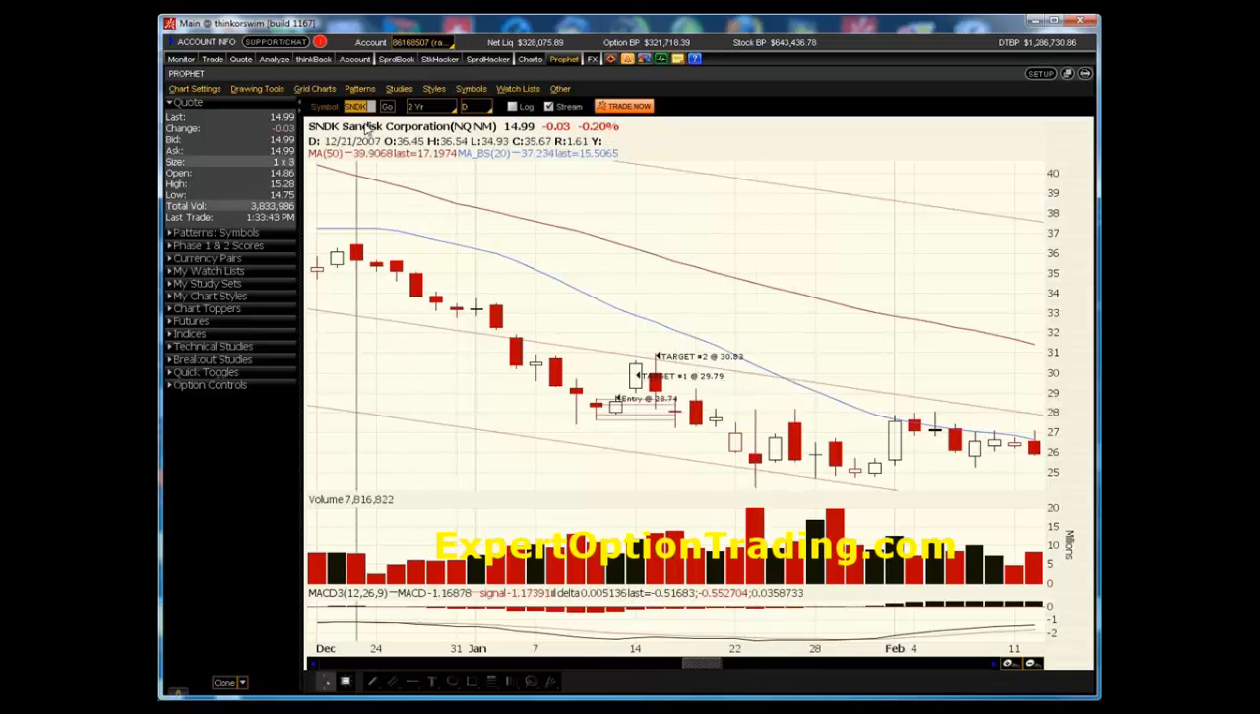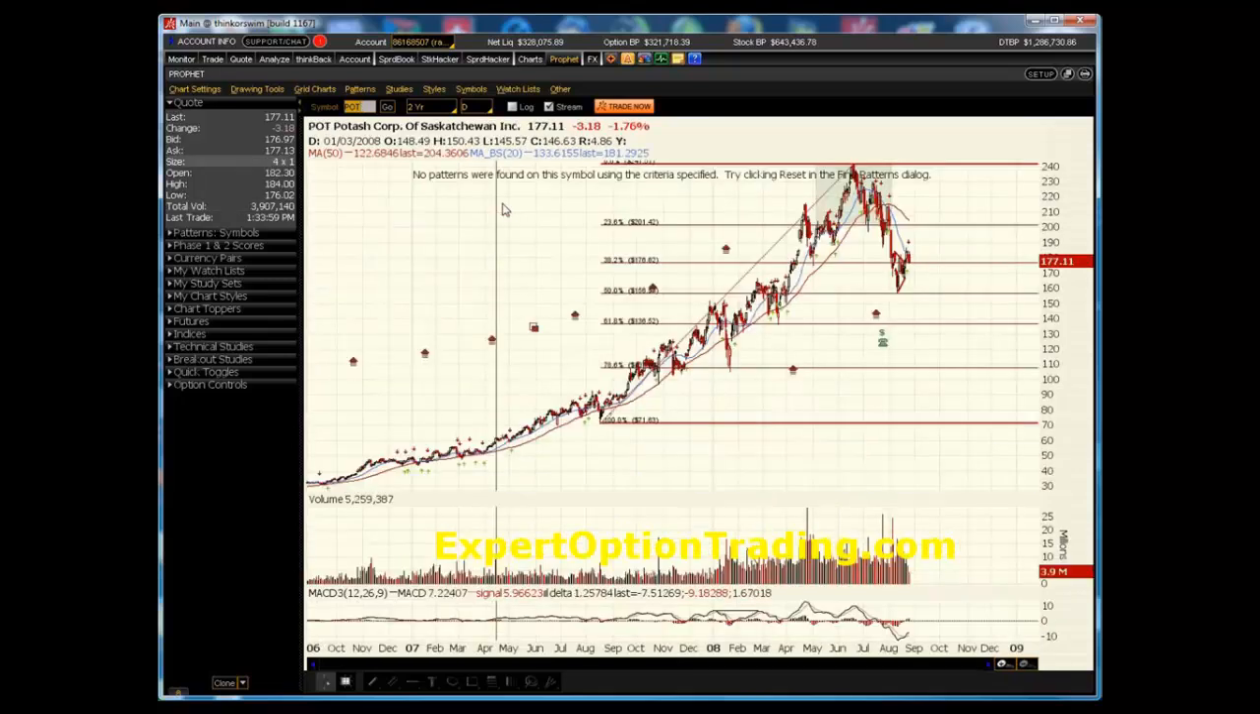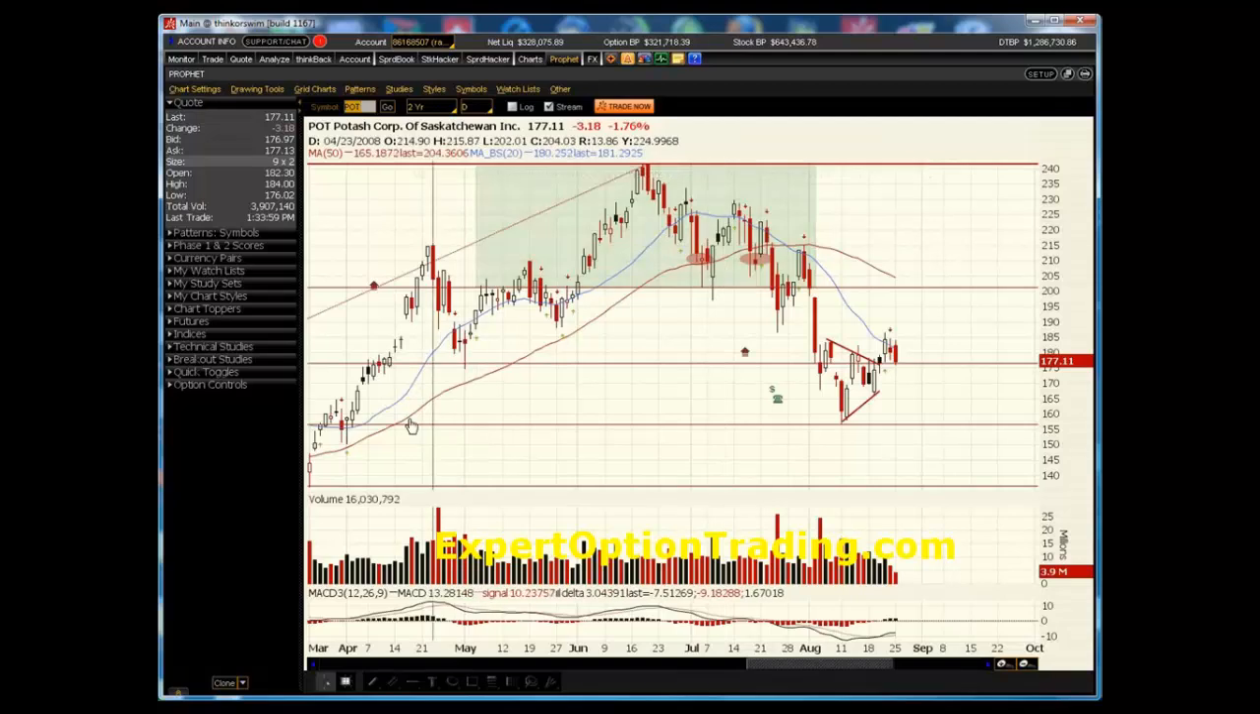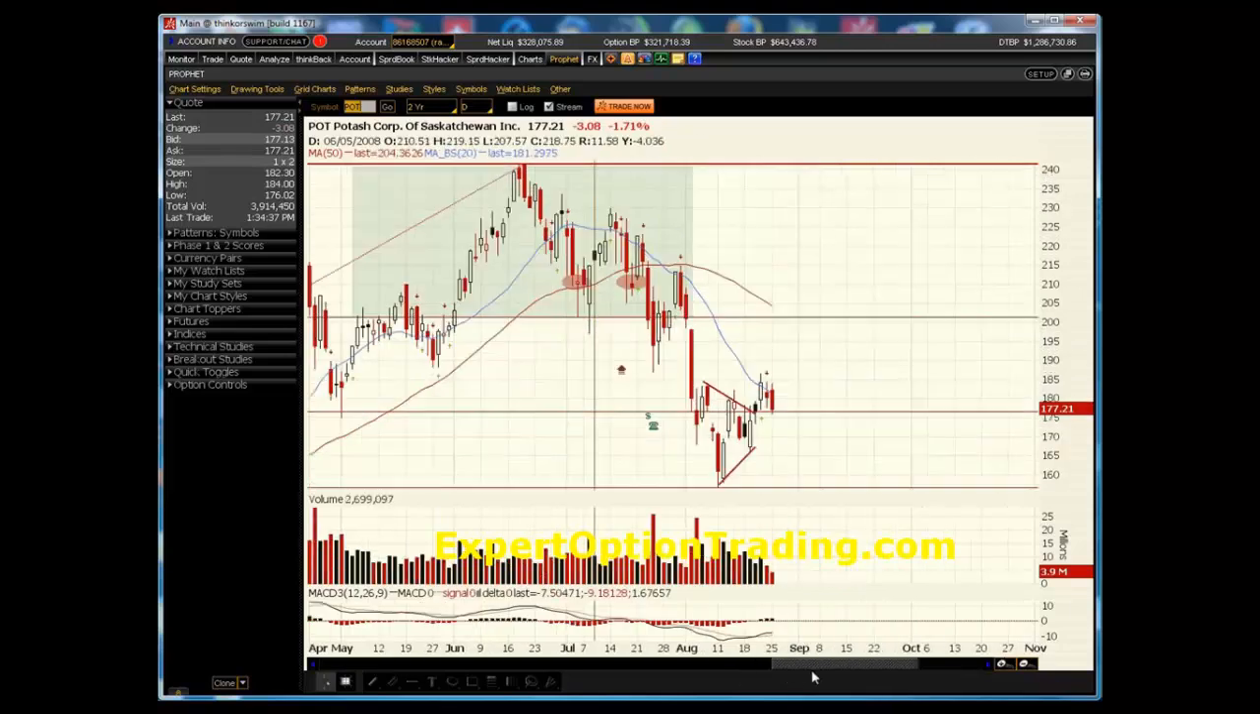Let's take a look at some other trades, including some other stocks. Let's take a look at a really high flyer like Potash, which is a very high price stock. Normally I found that you get a lot more and much better signals and setups on stocks between 20 and 40, maybe even $60 is fine. Let's take a look at this just in case you like to trade higher price stocks.